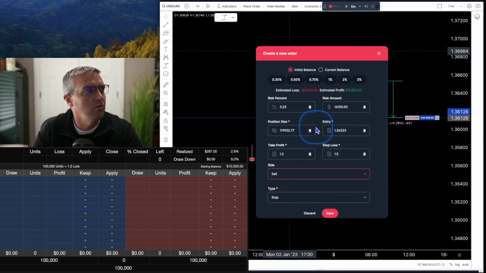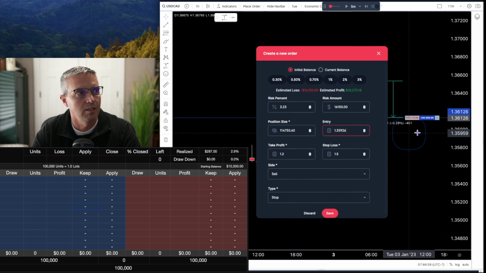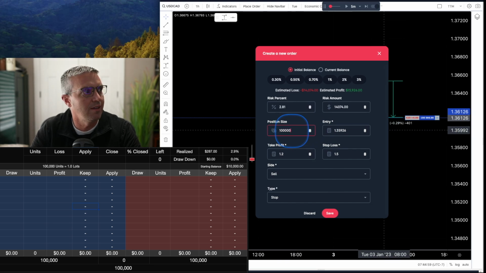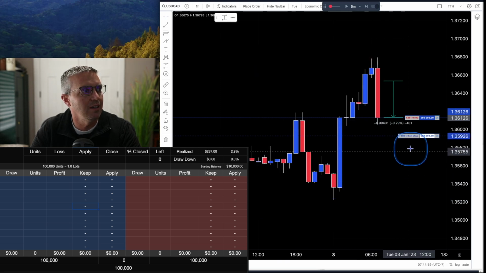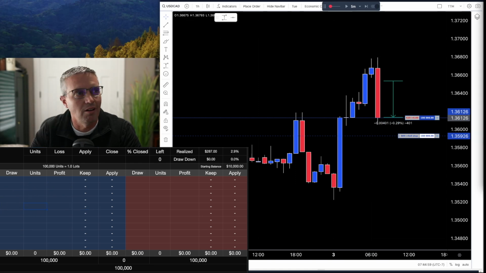And we're going to do that 20 pips below the market. So 1.35926. Because the market's at 126, it's going to be 1.35926, and that's going to be 100,000 units so that they're equally balanced. We are long 100,000 units, and we have a pending order for 100,000 units on the short side.